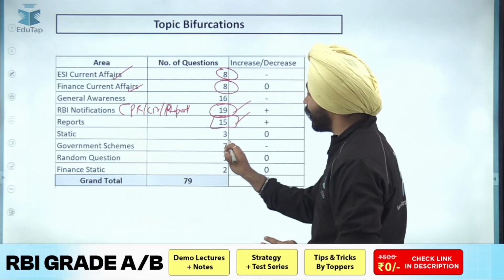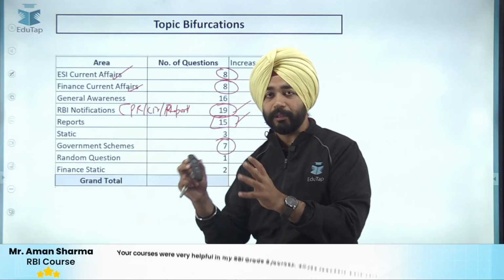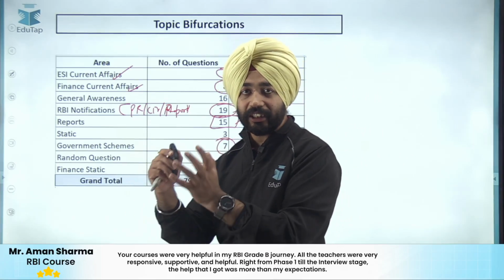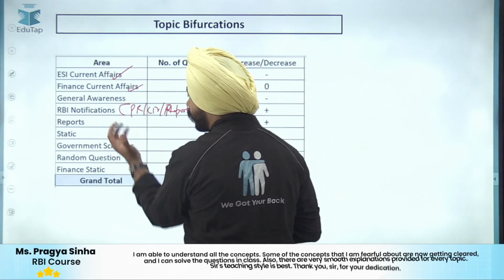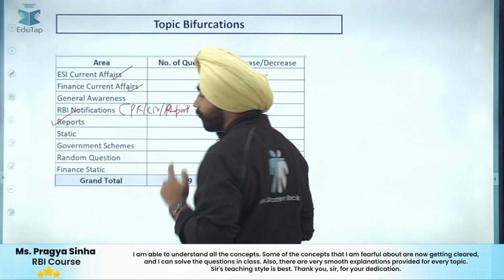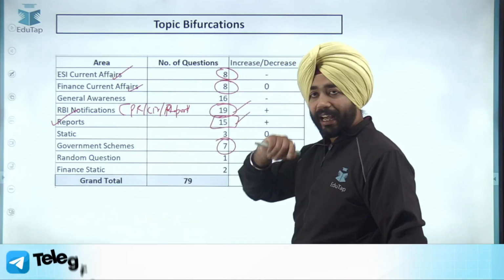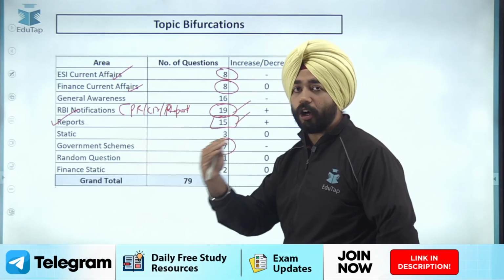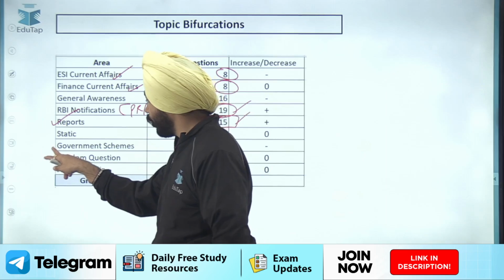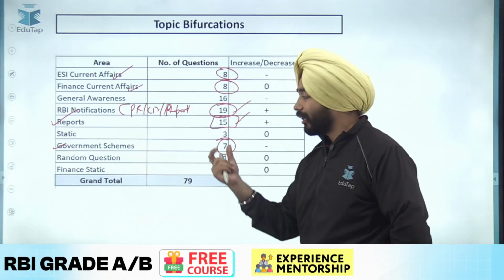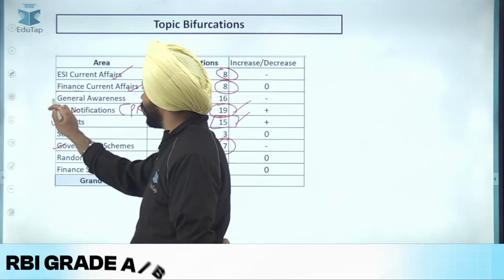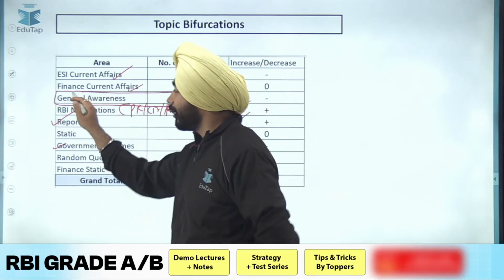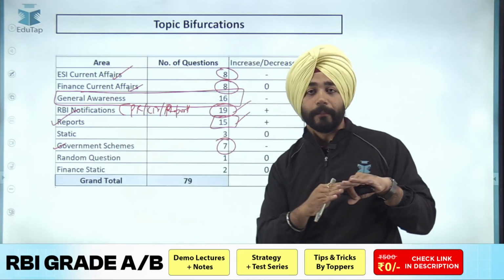Then we have government schemes, 7 questions. This is just similar, 7 to 10 questions. This year also 7 questions have been there, which means this is an area where we have to give a lot of importance. I will not say that you should skip this part, because the weightage is on a similar line. Now, the thing is, this is one area from which the questions are getting lower and lower every year.